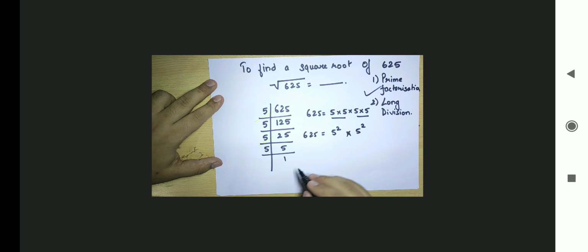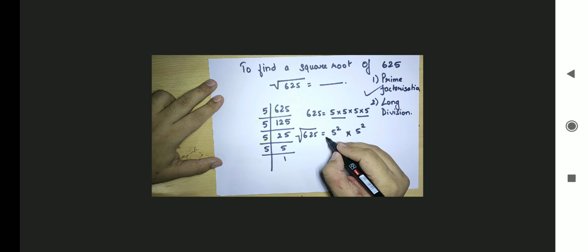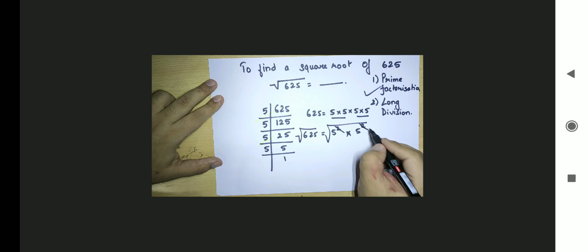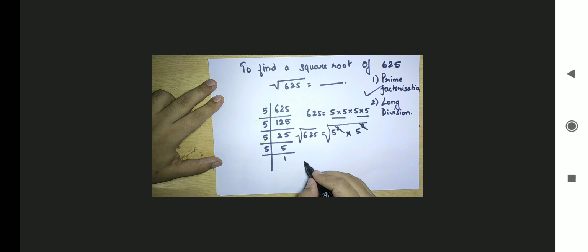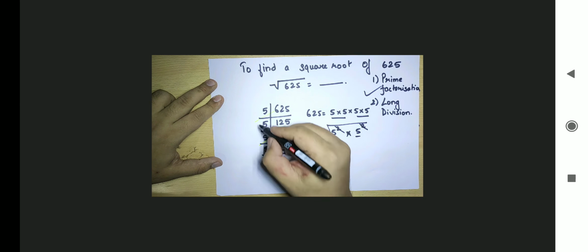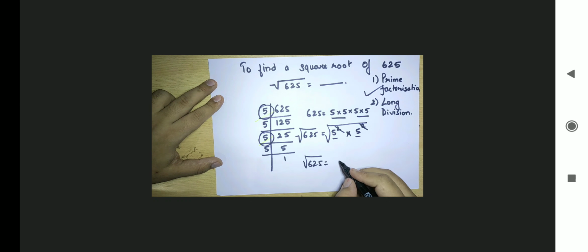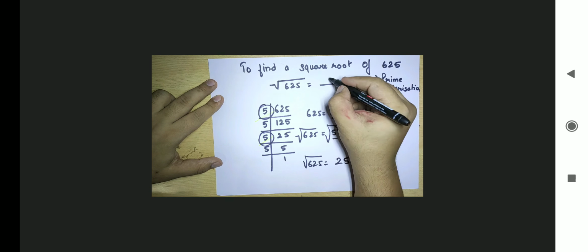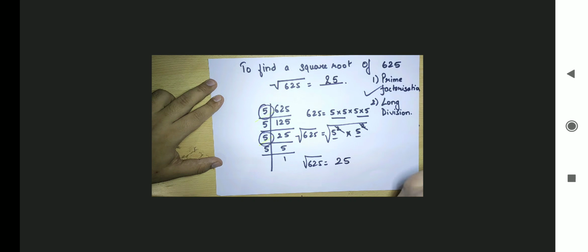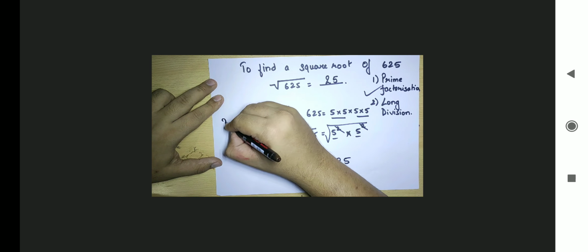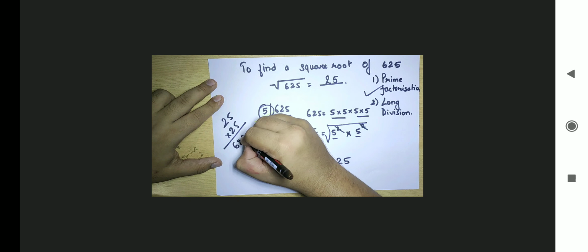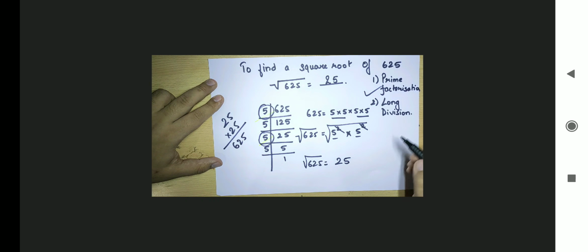So when we are supposed to take the square root, we take this sign off, and the square root of 625 is 5 multiplied by 5. That's 25. So the answer over here is 25. You can also check that 25 when multiplied by 25, the answer you get is 625 itself. So the root of 625 is 25.